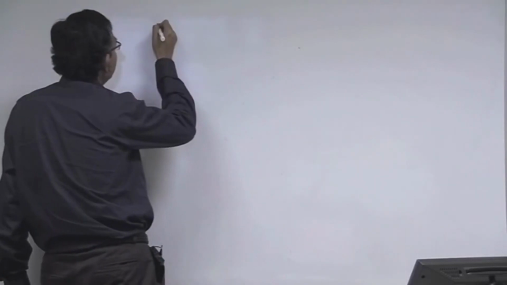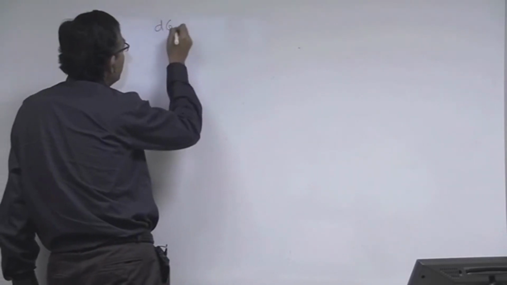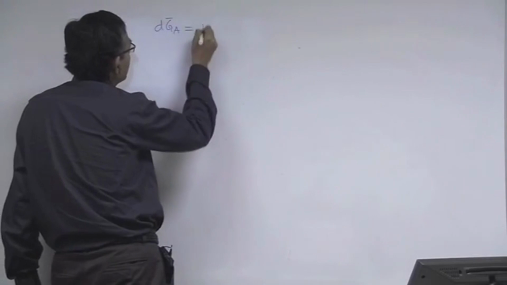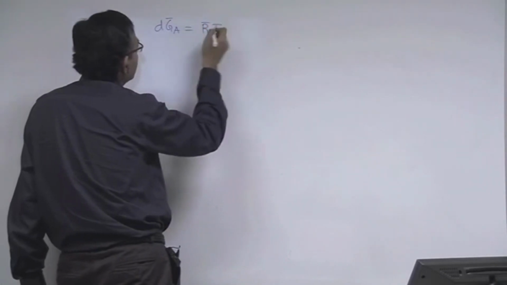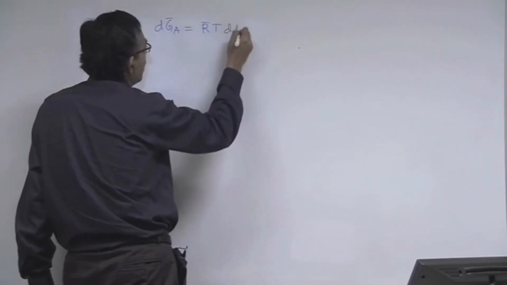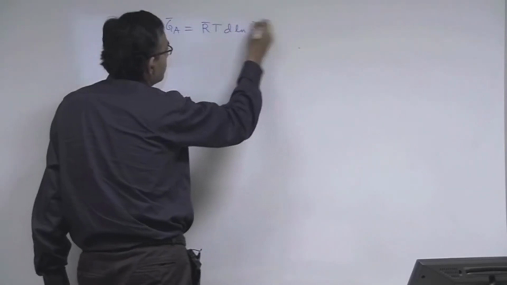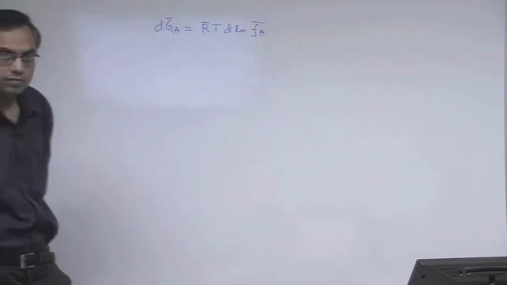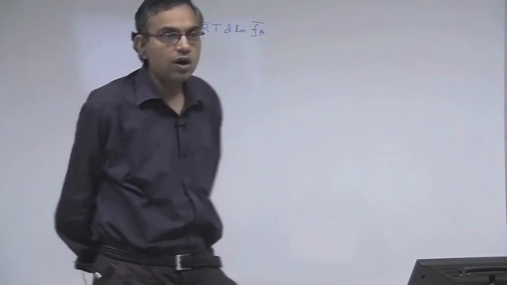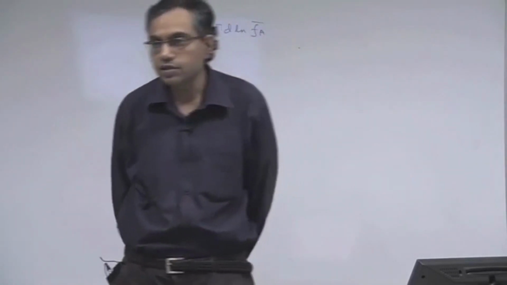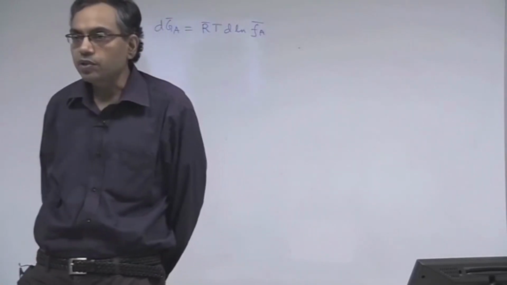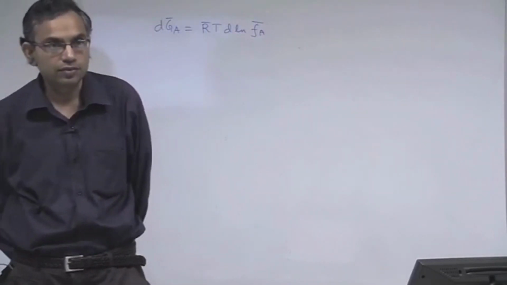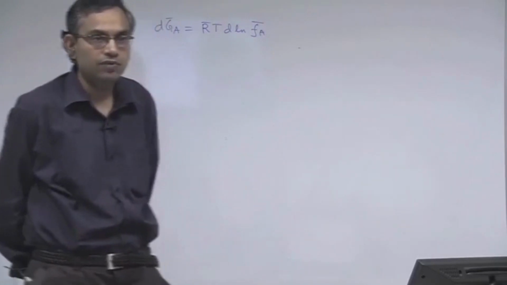So we will start with dG bar A is equal to RT d ln F bar A. We will start with this definition. Our objective is to find out an expression for the chemical potential in terms of the fugacity. So we will start with the corresponding differential form.